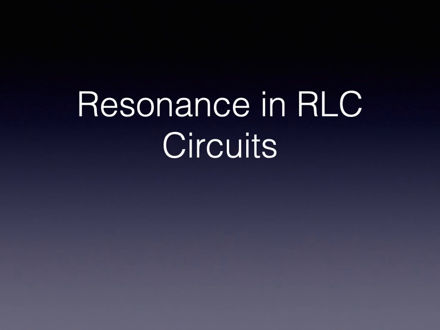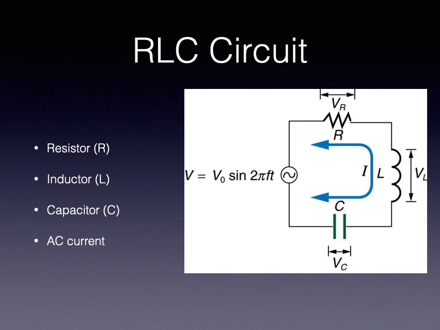Alright, so today I'm going to be explaining resonance in RLC circuits. In order to do this, I'm going to explain a little bit about what an RLC circuit is. Here we have a picture of an RLC circuit, which is basically just a circuit with a resistor represented by the letter R, an inductor represented by the letter L, and a capacitor represented by the letter C, all in series. And there's an AC current that is flowing through this.